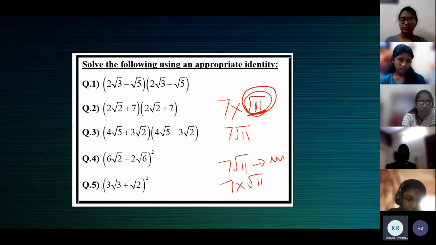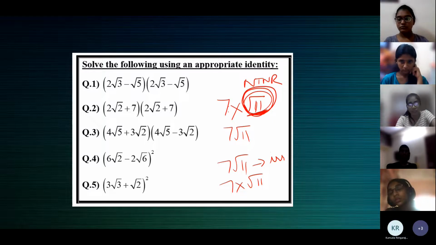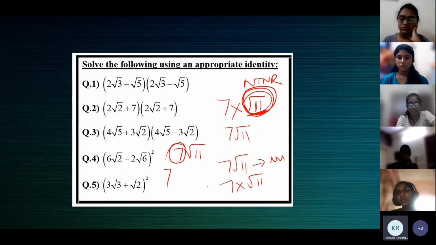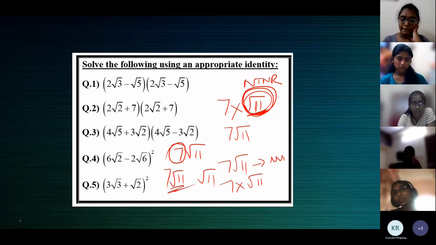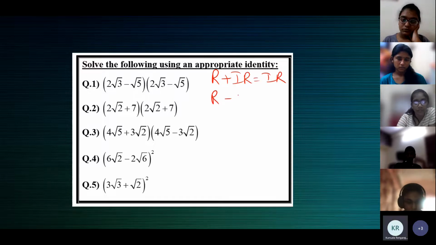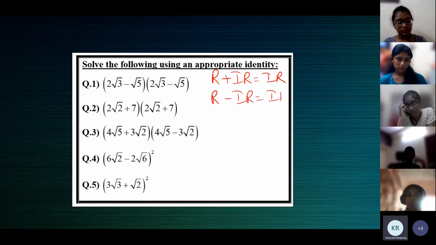When you multiply this non-terminating, non-repeating value by 7, the result will be another non-terminating, non-repeating value, which is clearly irrational. So root 11 is irrational. 7 root 11 is also irrational, though 7 is rational. So a rational number plus an irrational number is irrational. A rational number minus an irrational number is irrational.